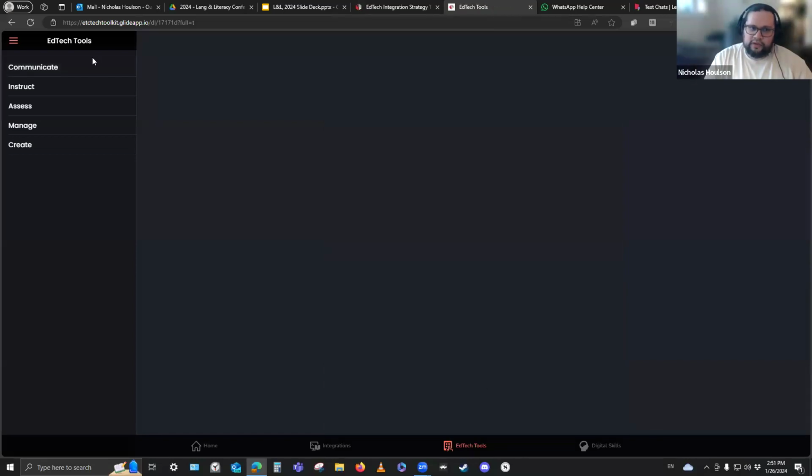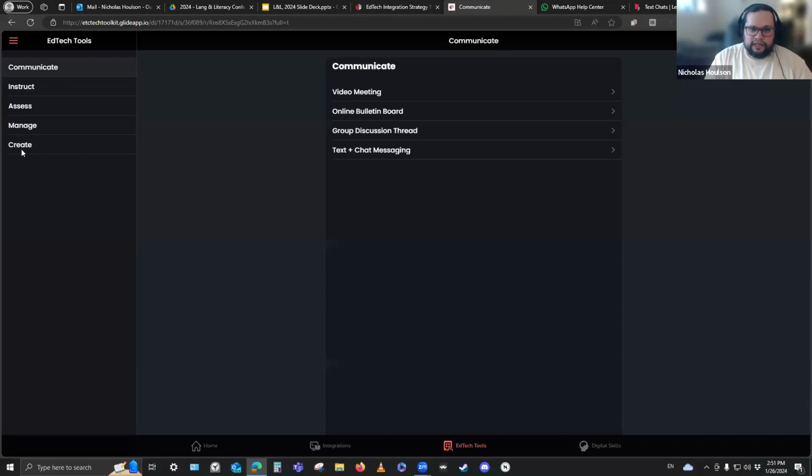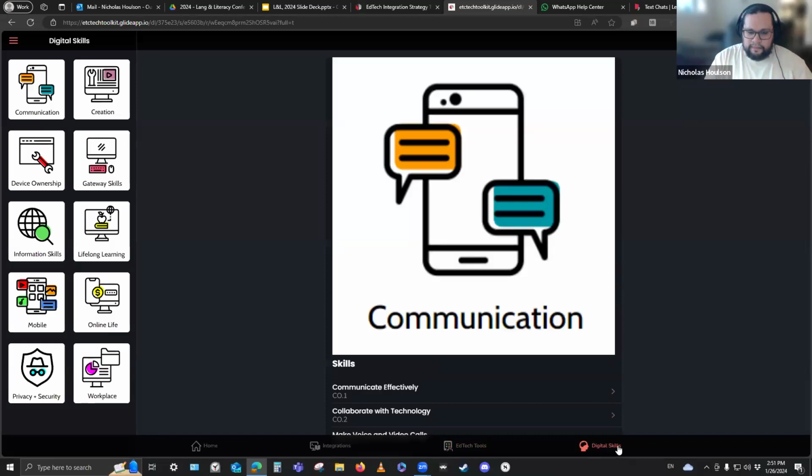So again, EdTech Tools, a resource. These are resources that you might be interested in exploring, divided into several categories. And finally, the digital skills category. The digital skills in question, these categories, were developed by the Seattle Digital Equity Initiative. I believe their framework is kind of parallel to North Star, not exactly. I really like how they cut their skills into user-focused domains.